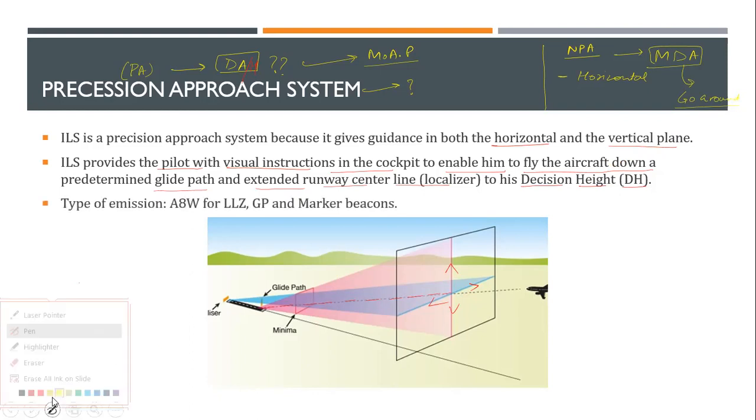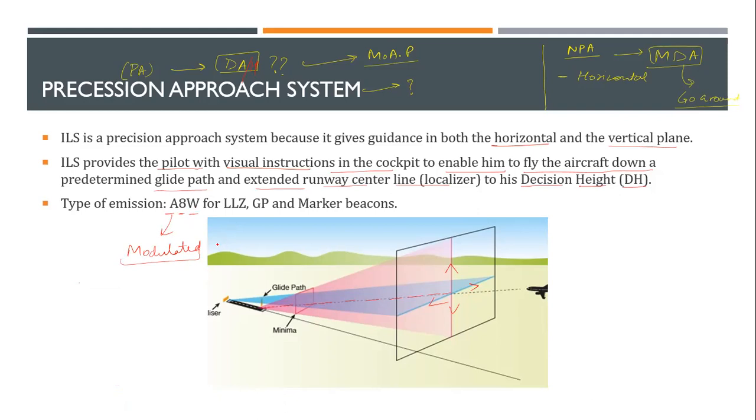The type of emission, or the emission code, in ILS is A8W. Now, A is again used for modulated. Why am I presenting this? Because modulation is required for humans to be able to receive the information, or to hear that particular frequency. What is it saying? Or the Morse code itself.